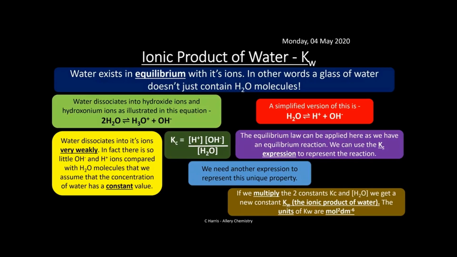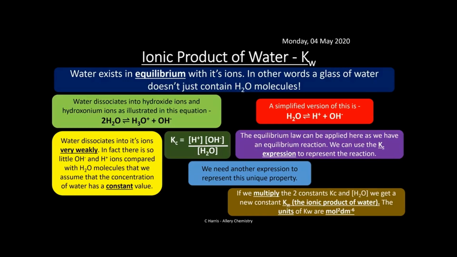So if we multiply the two constants, Kc and H2O, then we get a new constant which is called Kw. We call it the ionic product of water. And the units of Kw are mol² dm⁻⁶. So you must remember that. So we use a different constant for water.